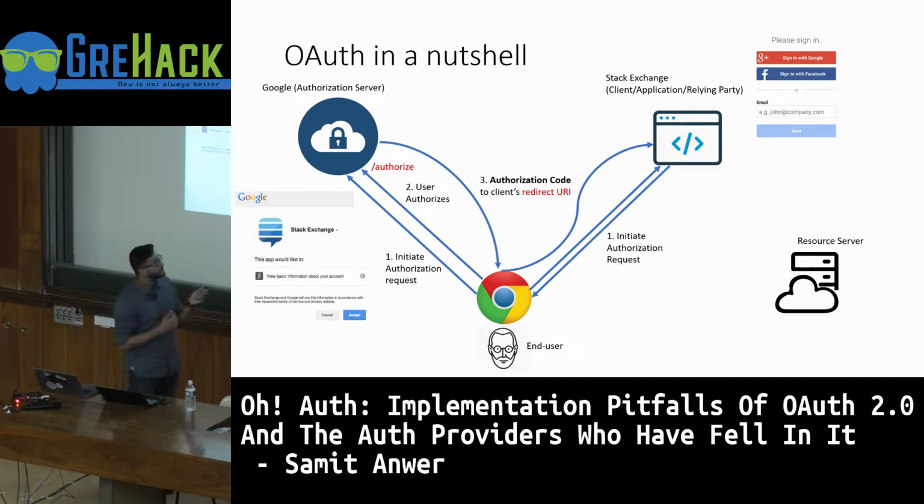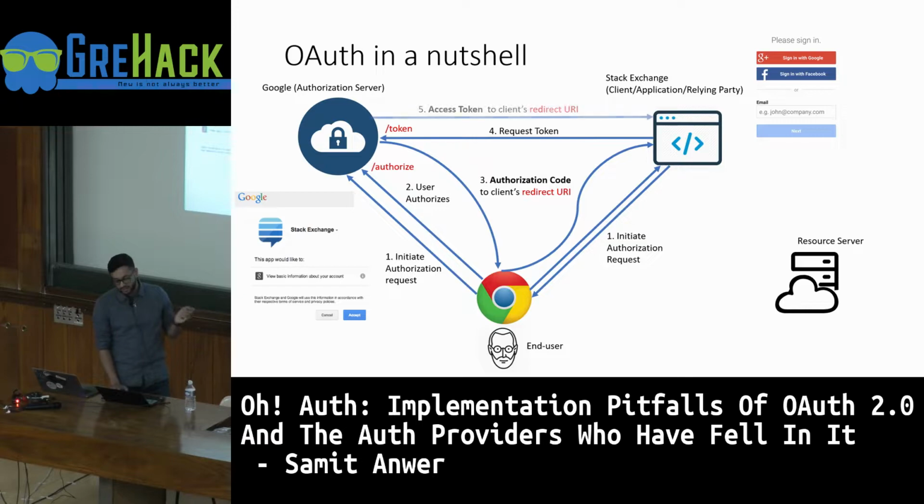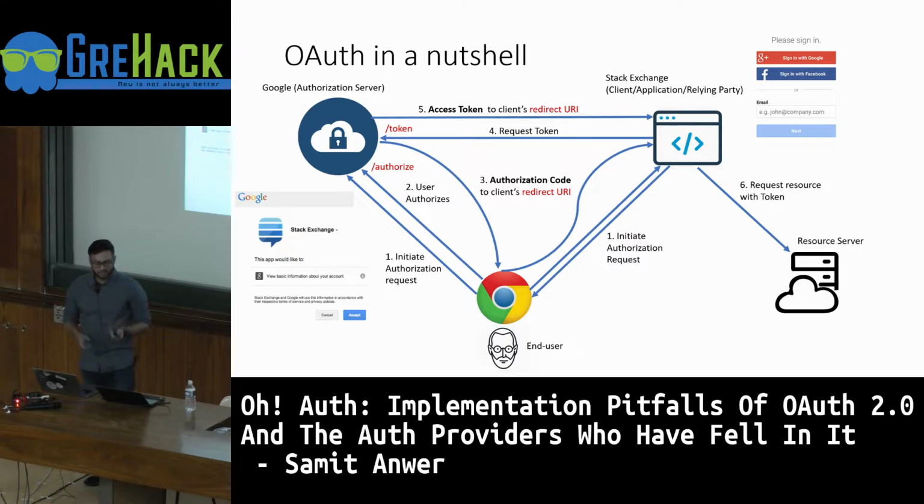The redirect URI is nothing but the URI of the client application. And once the client receives the auth code, it can hit the token endpoint at the auth server to get back an access token. And the access token again is sent back to the redirect URI. Now that the client has some form of authorization, which is basically in terms of the access token, it can then hit the resource server's endpoints using the token and fetch back the resources. So that's how a typical OAuth flow works.